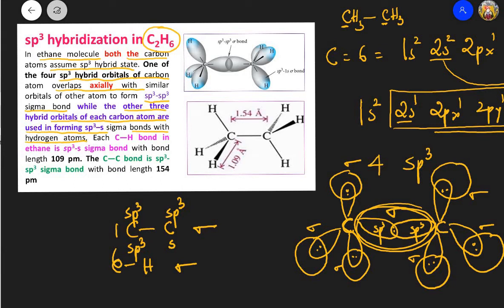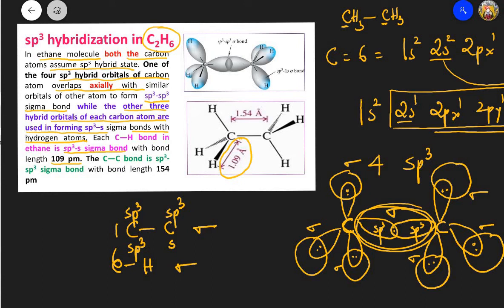So each carbon-hydrogen bond in ethane is an sp3-s sigma bond with a bond length of 109 picometers. You can see here this is 109 picometers. It means the carbon-hydrogen bond length in a saturated system. Saturated means what?